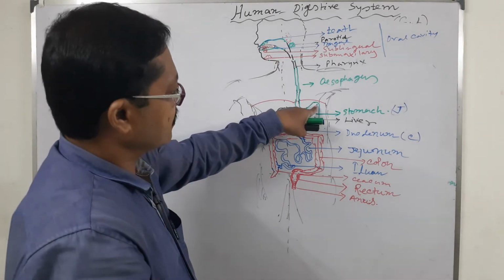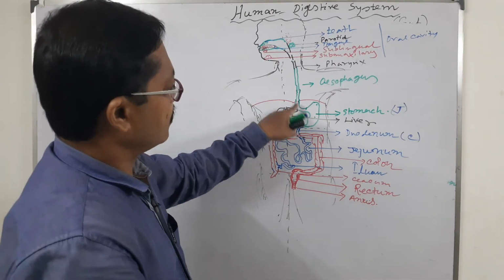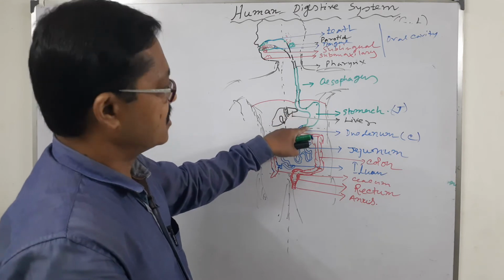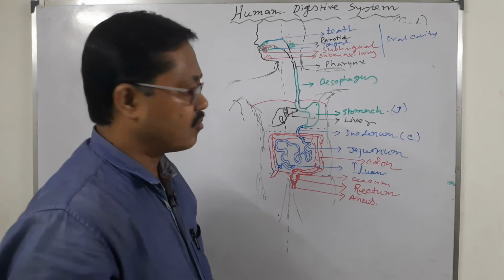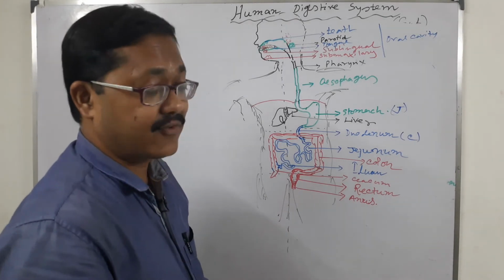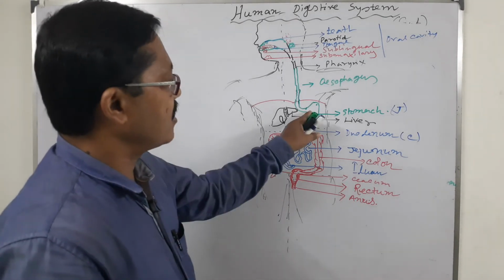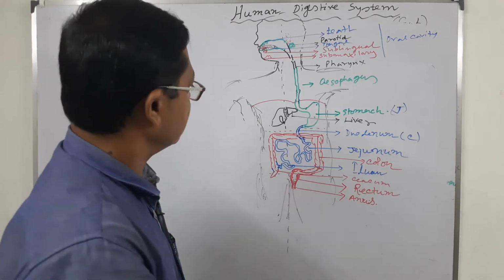Then our stomach. This is the stomach where the bolus accumulates and digestion starts. Protein as well as fat digestion starts here. Carbohydrate digestion does not take place here.